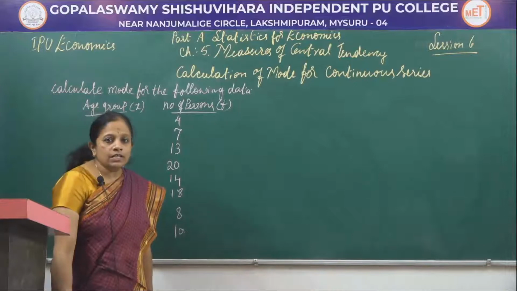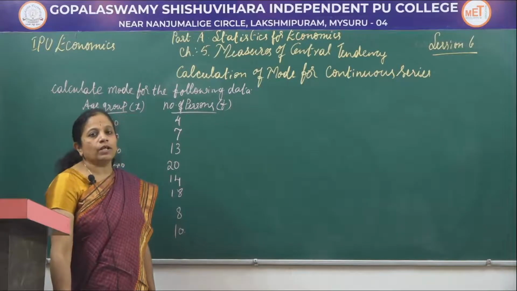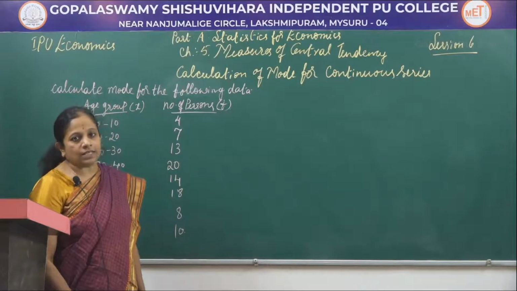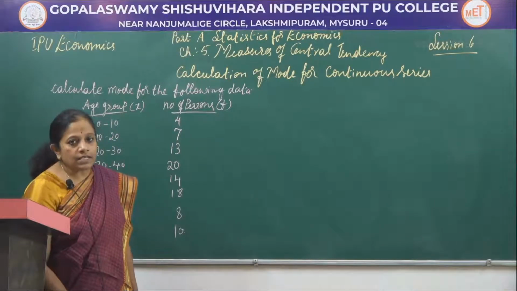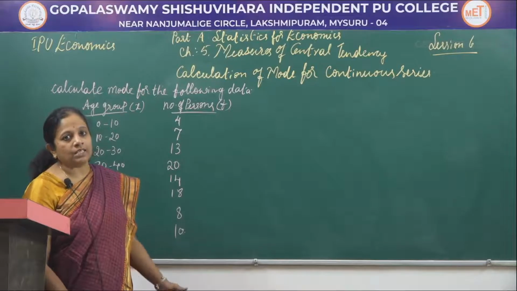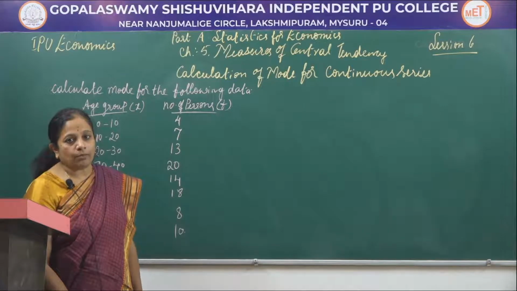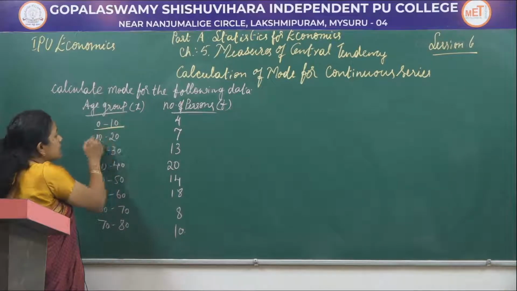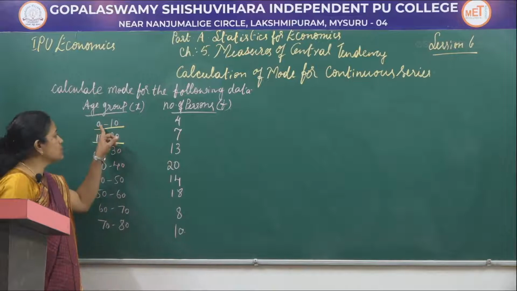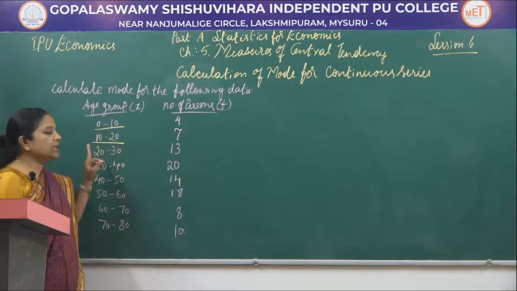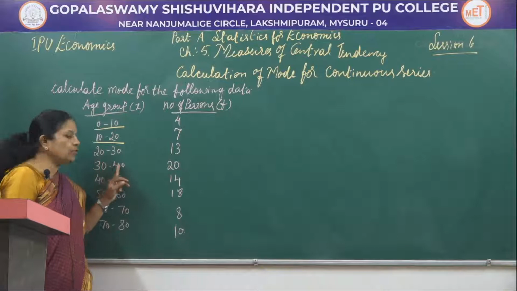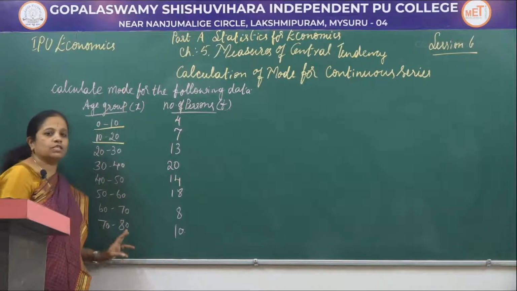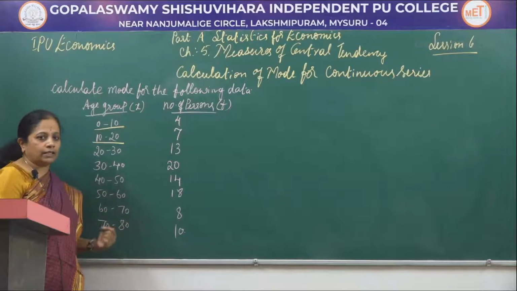Individual series, as you all know, is the one which has only individual numbers. There will be no classes given. In the case of discrete series, classes are given, but these classes are not in continuous numbers. In the case of the continuous series, the classes range like this, that is from 0 to 10, 10 to 20, 20 to 30, 30 to 40, 40 to 50, 50 to 60, 60 to 70 and 70 to 80, and it goes on like this.